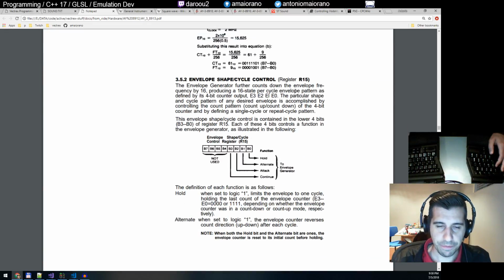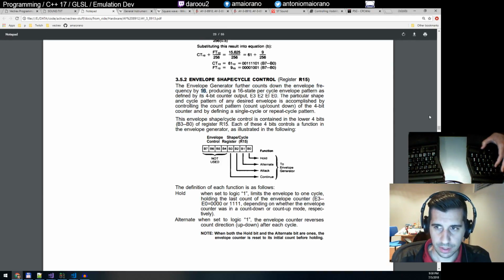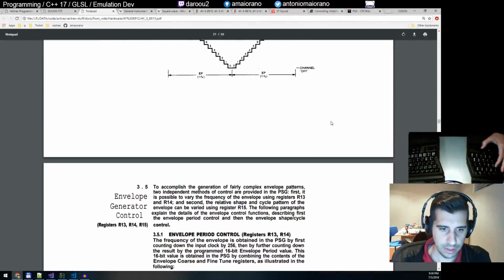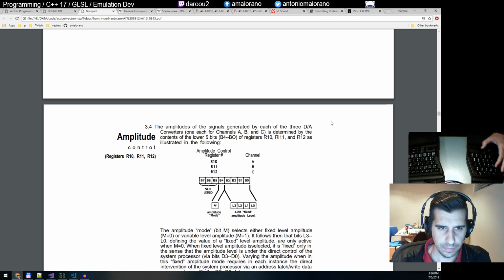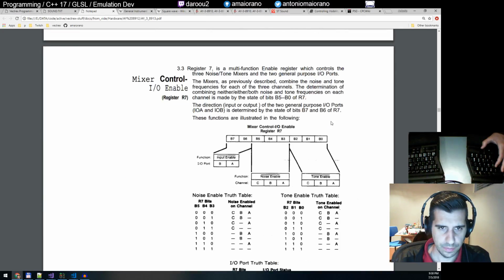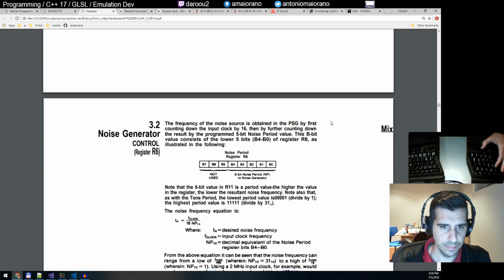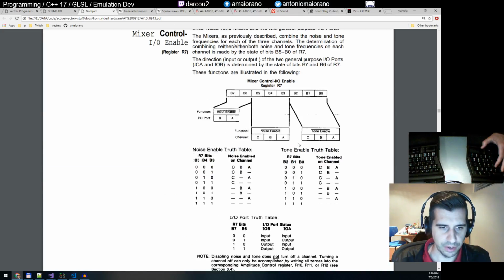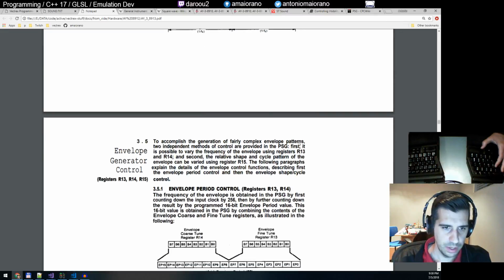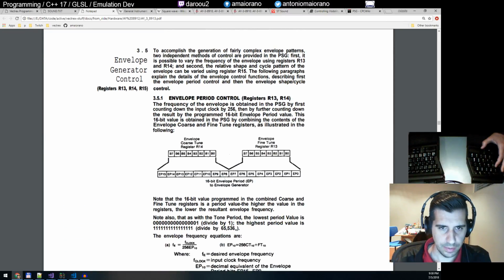The envelope generator further counts down the envelope frequency by 16. By 16, eh? Just give me a second. Okay, it's the same thing. They just mean the top level divider. Okay, that's fine. So, okay.